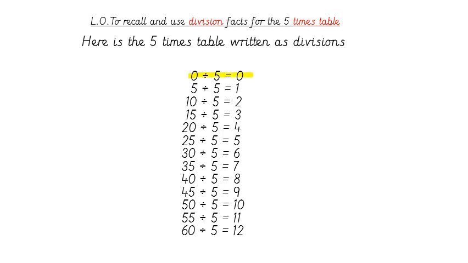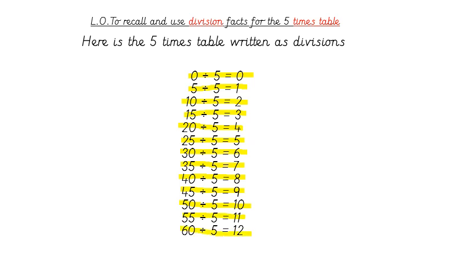0 divided by 5 is 0. 5 divided by 5 is 1. 10 divided by 5 is 2, 15 divided by 5 is 3, 20 divided by 5 is 4, 25 divided by 5 is 5, 30 divided by 5 is 6, 35 divided by 5 is 7, 40 divided by 5 is 8, 45 divided by 5 is 9, 50 divided by 5 is 10, 55 divided by 5 is 11, 60 divided by 5 is 12.